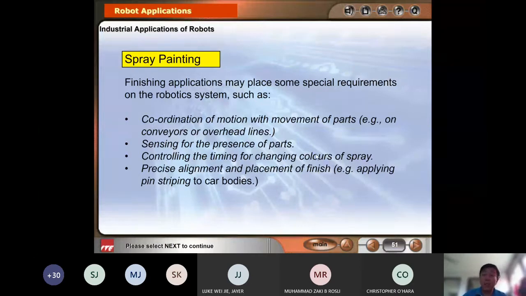Some robots can do it. They can one shot spray 7 colors. You can actually program different colors. They can even mix the color when spraying. All right, so this is more advanced. And of course, precise alignment. All right, if you don't align the same thing, you spray wrongly.